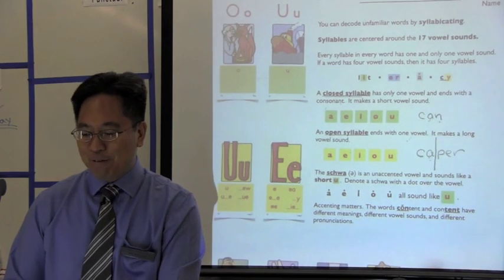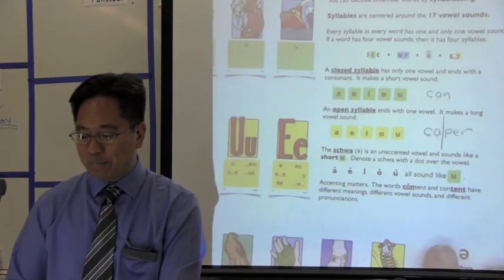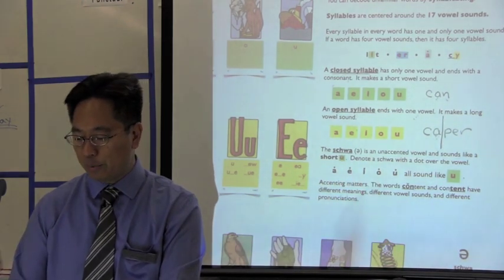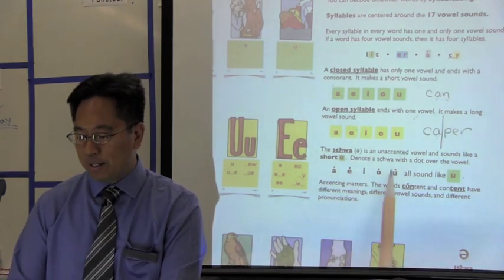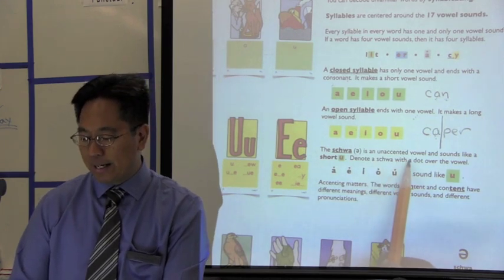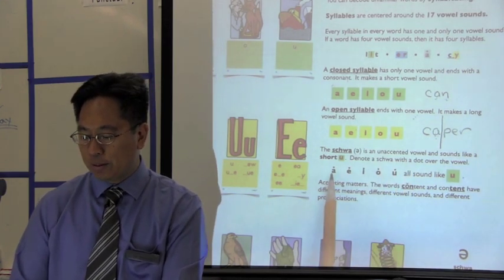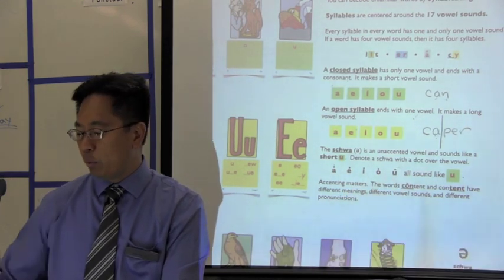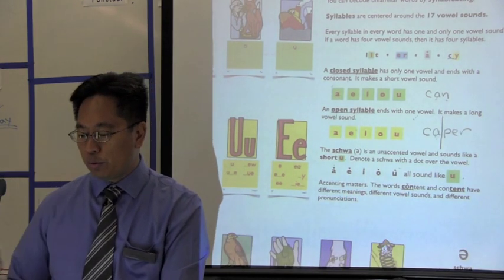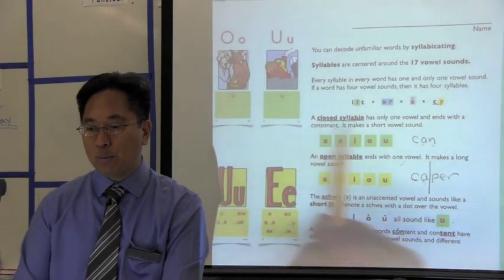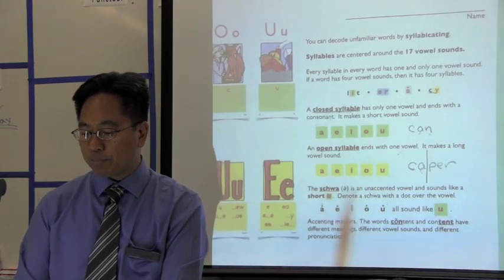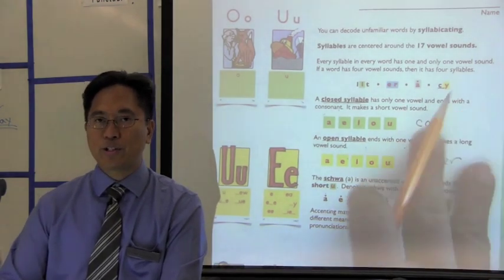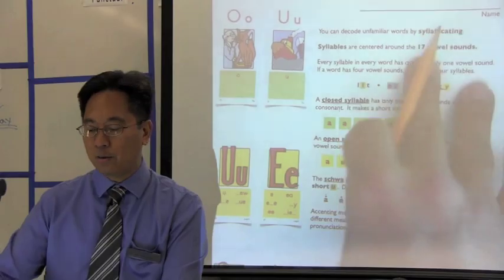Okay. And finally, the third type of vowel sound is the schwa, and these are seen all over the English language. What a schwa is, it's an unaccented vowel, and it sounds like a short U. And we denote a schwa with a dot over the letter. So when we go over the examples, we're going to go over some examples of closed syllables, open syllables, and schwas. So let's go ahead and do those exercises now so that you have a better understanding of what these are.